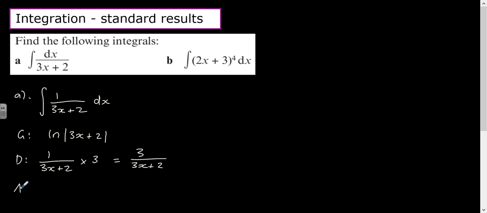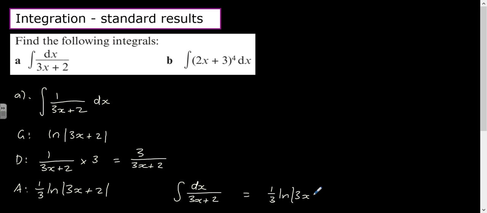Now, how far away is that from what we wanted? Well, we wanted 1 over 3x plus 2, and we got 3 over 3x plus 2. So our adjustment becomes, as we did before, we're going to divide by that 3. That means our integral of dx over 3x plus 2 is simply 1 over 3 natural log of 3x plus 2, plus c. And if you made that prediction at the beginning, that it's 3x so we're going to divide by 3, then you were correct.